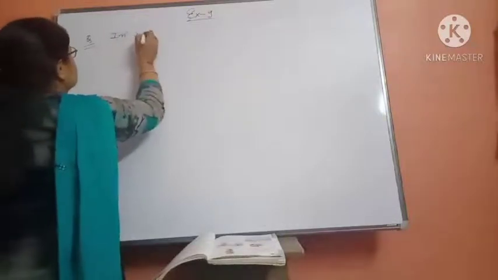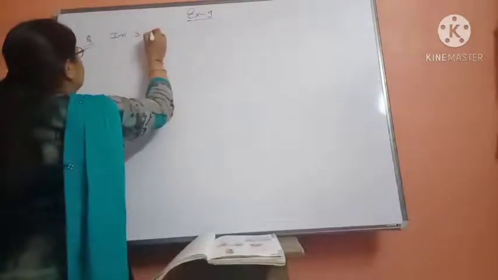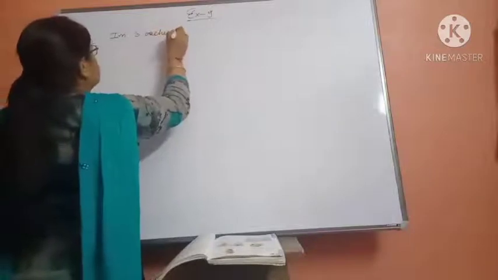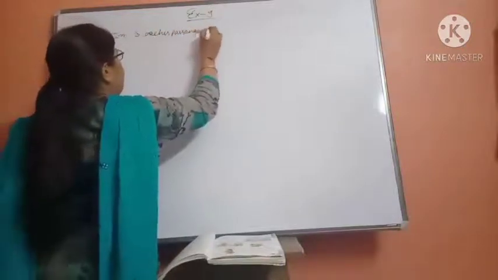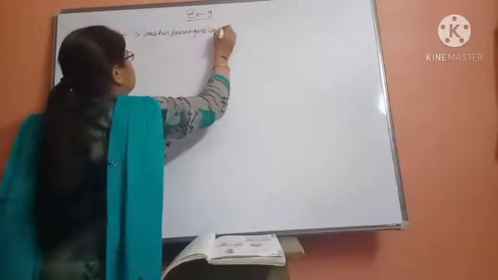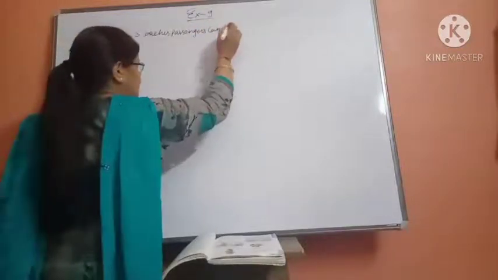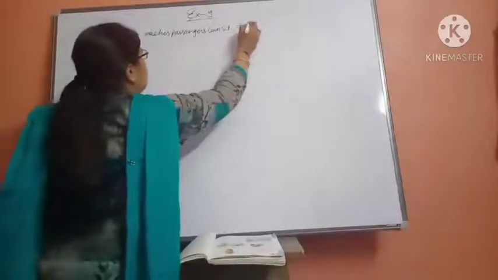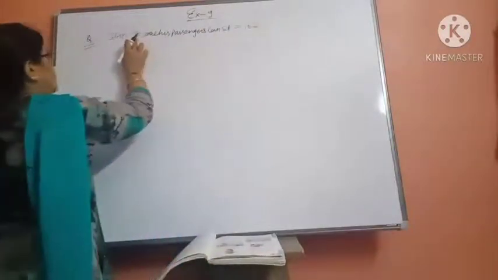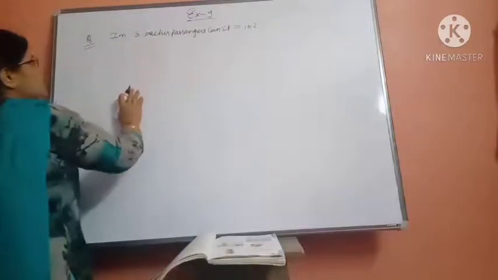In three coaches, how many passengers can sit is equal to how much, beta? In three coaches, how many passengers can sit? 162. Okay, so first you calculate in the unitary method, because our chapter is the unitary method.